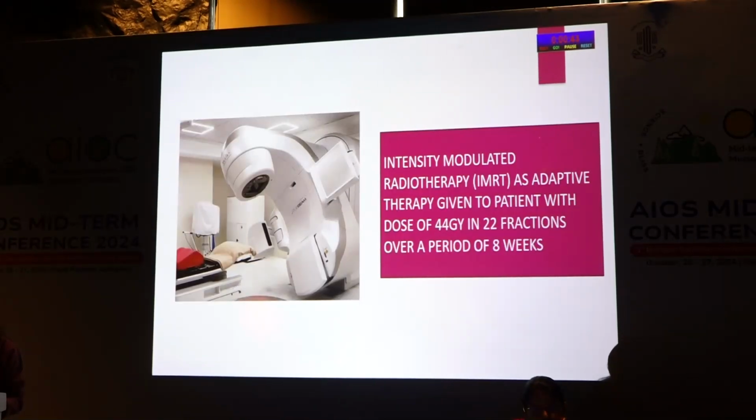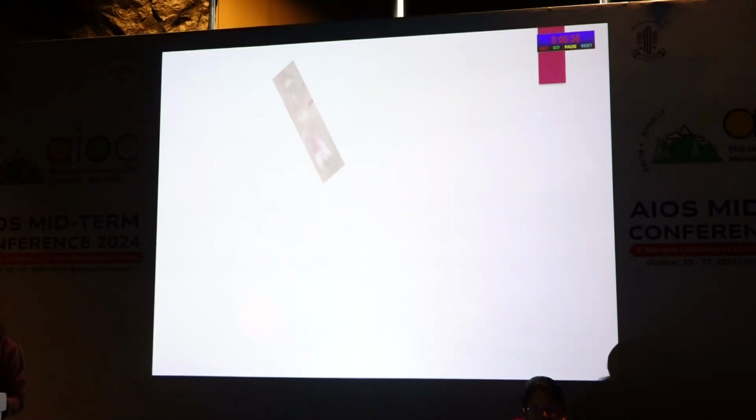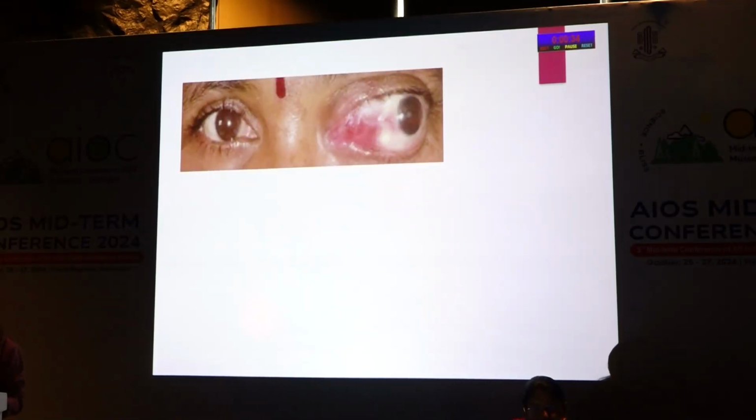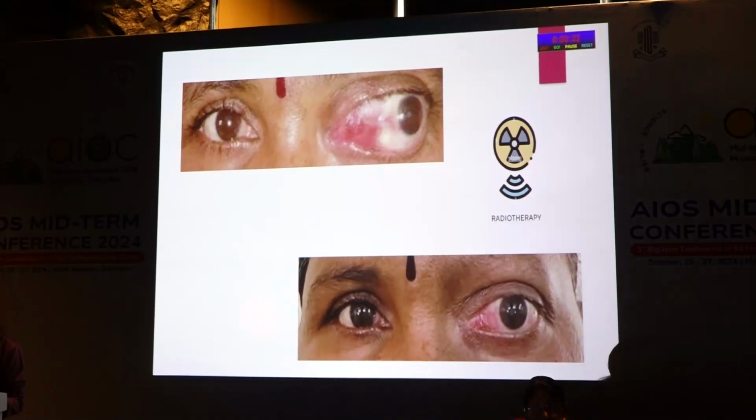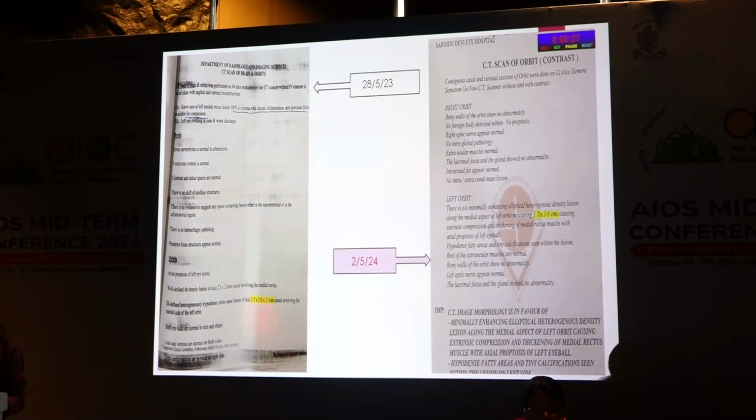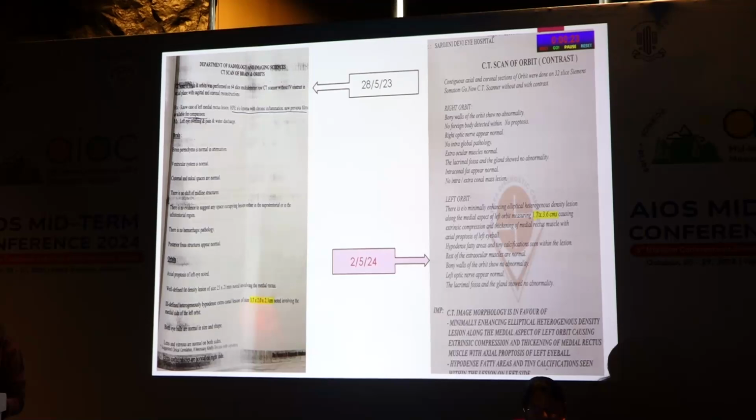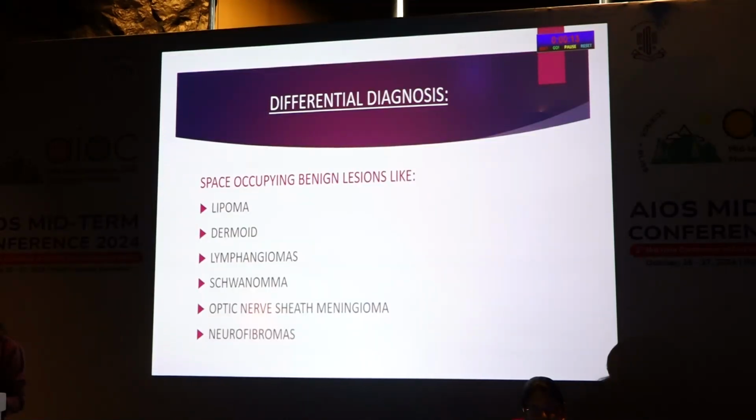Intensity modulated radiotherapy was given to the patient as definitive therapy with a dose of 44 Gray in 22 fractions over a period of 8 weeks. And this is a pre-radiotherapy photo, and after radiotherapy the patient has improved partially but not completely. Based on the CT findings done 1 year ago, the measurement of 3.7 x 2 x 2.1 centimeters has come down now to 1.7 x 3.6 centimeters. So these are my differential diagnoses of space occupying benign lesions.